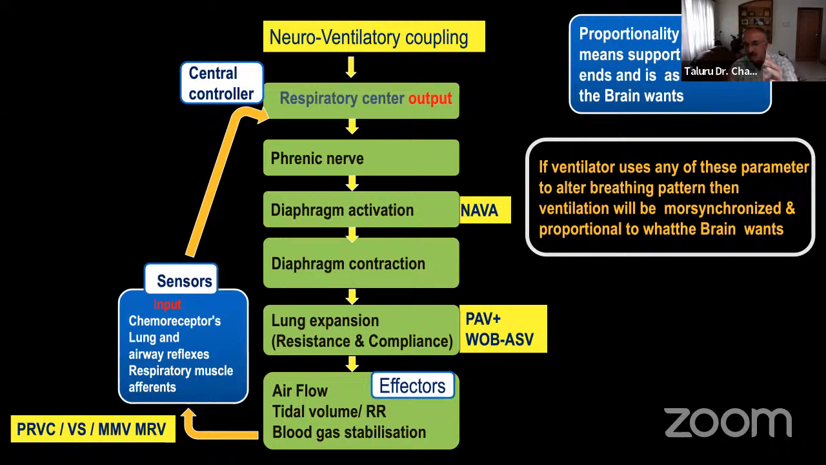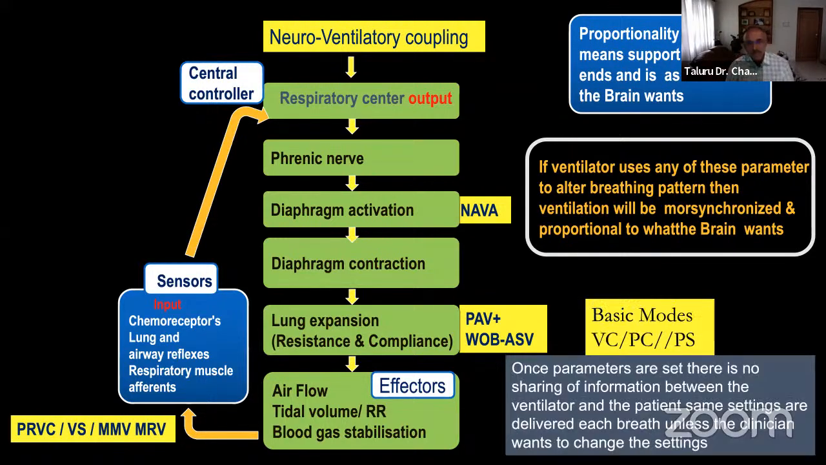These are the only 3 modes which are very, very physiological. And when you talk of basic modes, what you have to understand is once you set a parameter like a tidal volume of 400, unless you change it, 400 ml keeps on going. Whereas whether it is in a volume support or a PRVC or a NAVA or a proportional assist ventilation, there is some communication. It analyzes what is going in, what are the pressures, what is happening. It tries to alter breath to breath. But in basic modes, we don't have this option. That's why we did a lot of research and we have come up with newer modes.